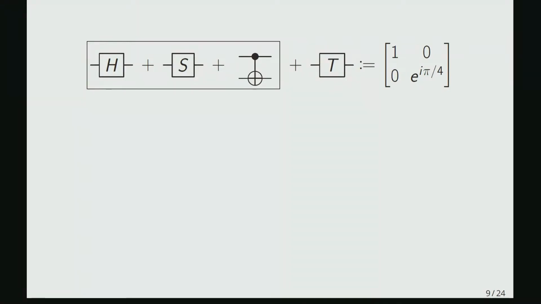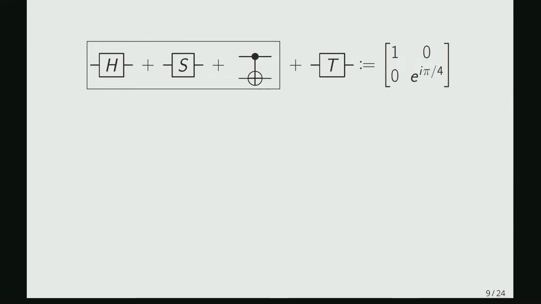A common choice of the gate that is added to this gate set is the T gate, which is this diagonal gate that just adds a phase of e to the i pi over 4 to the ket 1 state, which is chosen sometimes just for notational elegance, but also in many cases for mathematical convenience.